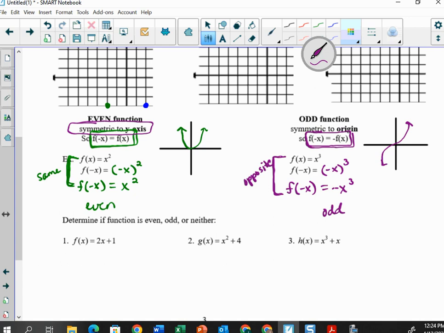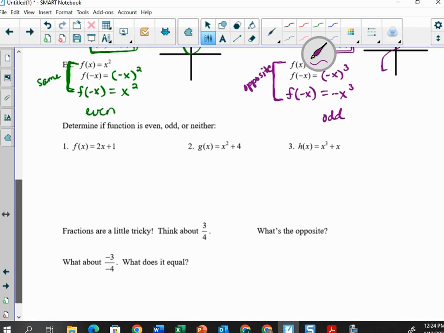All right. So let's try a couple of these down here. Let's do number 1 together. So again, we're going to practice showing the work, what you have to show me every time. We're going to do f of negative x. So I plug that in. 2 times negative x plus 1. Okay, so when I simplify that, I have negative 2x plus 1.